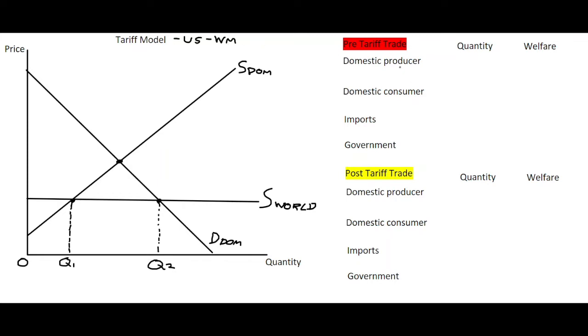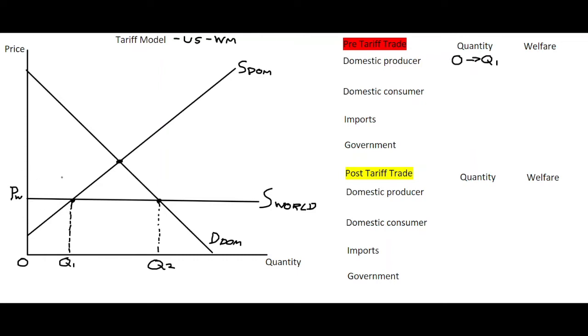Domestic producers in this case here are producing from 0 up to quantity 1. So from 0 to quantity 1 is domestic production in our case here. So 0 to Q1. The welfare at this point for domestic producers is the area below the price line, which is represented by world supply. So we'll put that in as price level at world prices. So it is below the price line and above the supply curve.